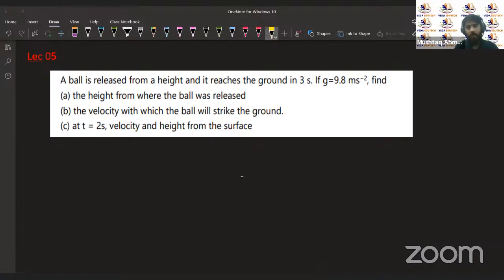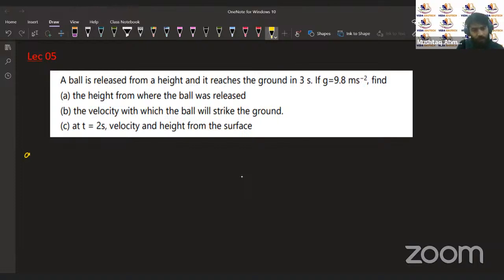The question is: a ball is released from a height h and it reaches the ground in 3 seconds. If the acceleration due to gravity is taken to be 9.8 meter per second square, find the height from which the ball was released. So we have time t equal to 3 seconds.